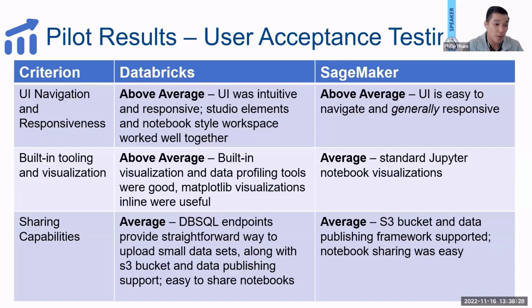The second area was around built-in tooling and visualization. This is where we saw some differentiation between Databricks and SageMaker, where within Databricks, a lot of the built-in visualization and data profiling tools were good, along with matplotlib visualizations inline being useful. And on the SageMaker side, we had access to the generic Jupyter Notebook visualizations that came out of the box.